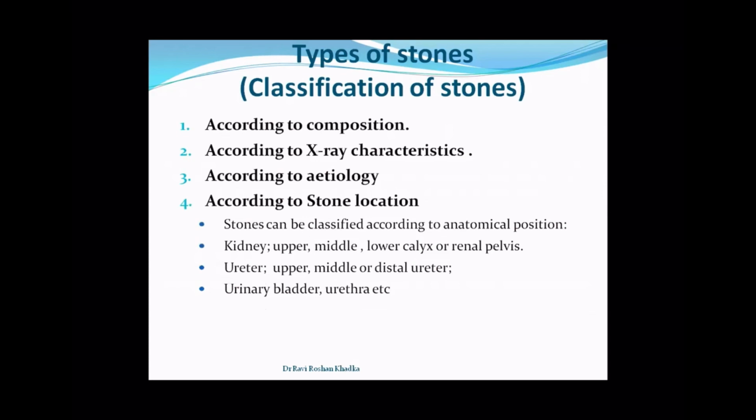So let me finish the last one first: location. Why do we need to know the stone location? We can just say kidney stone, ureteric stone, or bladder stone. That's enough, but not enough, because whenever you diagnose a stone, we always want to manage it. Let me give an example. Suppose there's a stone inside the kidney.